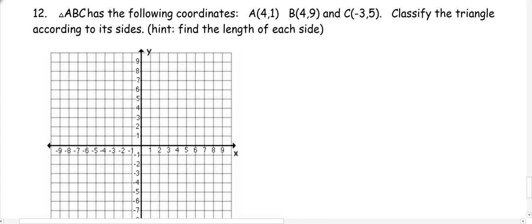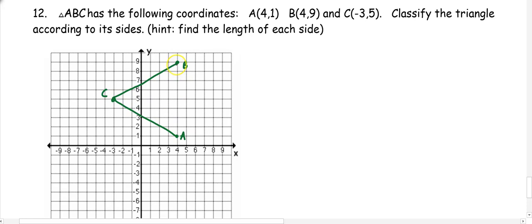So number 12, triangle ABC has the following coordinates. A is 4, 1. B is 4, 9. And C is -3, 5. So we want to find the side measures in order to classify our triangle by its sides.